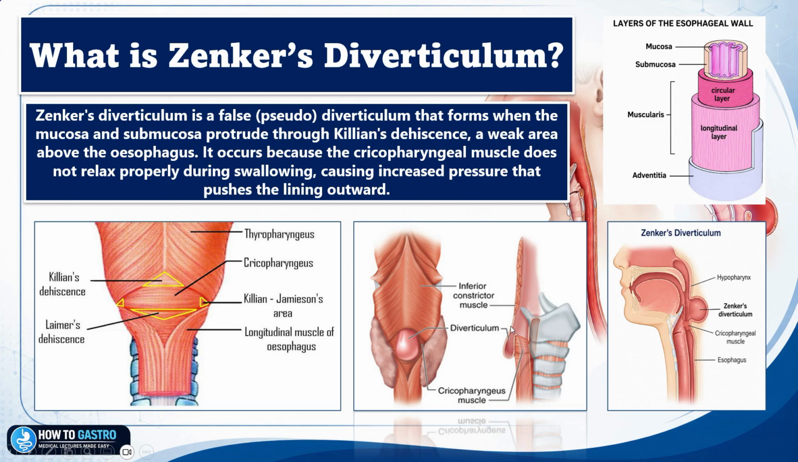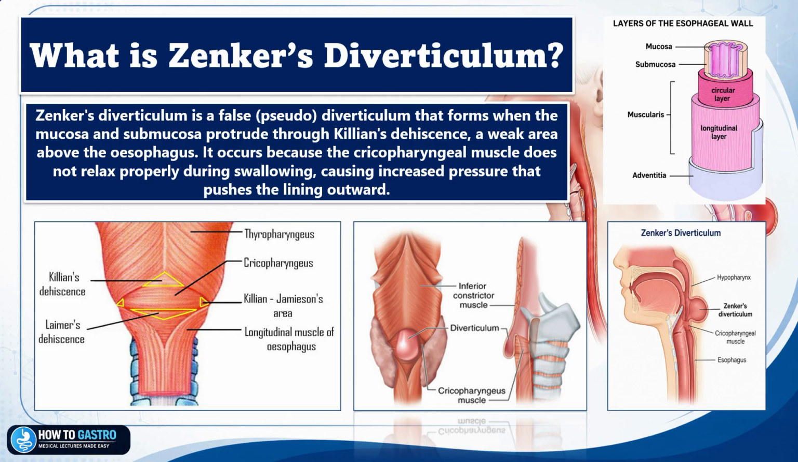A diverticulum is an abnormal sac that forms in the body. Zenker's diverticulum in particular is known as a pseudo-diverticulum because it doesn't contain all the layers of the esophageal wall. It only contains the mucosal and submucosal layers, which are the innermost two layers. It doesn't have the muscularis layer and the adventitia.